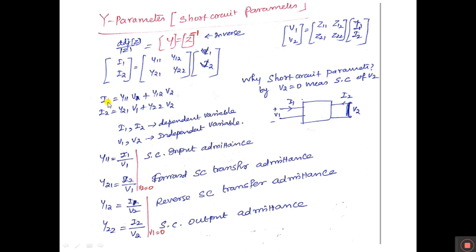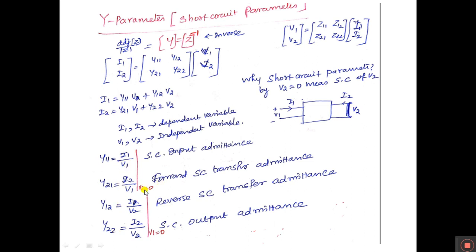From this, if you make the equation, I1 equal to Y11 V1 plus Y12 V2, I2 equal to Y21 V1 plus Y22 V2. This I1, I2 is called a dependent variable and V1, V2 is called independent variable. Why is it called dependent variable? It depends on V2. I1, I2 depends on V2 only. So, it's a dependent variable. Right. So how to calculate the parameters Y11, Y21, Y12, Y22?